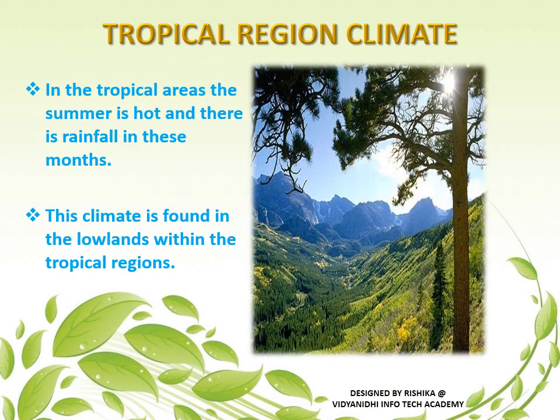Tropical region climate. In the tropical areas, the summer is hot and there is rainfall in these months. This climate is found in the lowlands within the tropical regions.